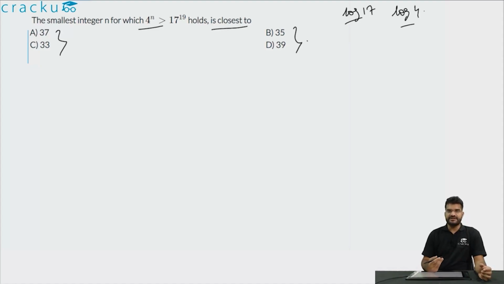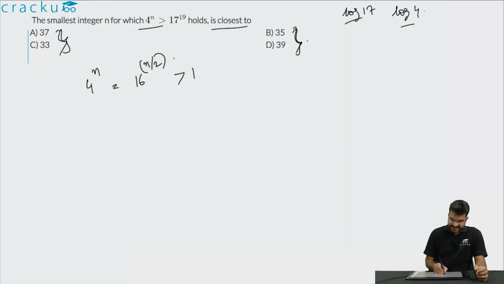But the interesting part about this question is that you don't need to calculate the value of n. You can just look at the options and figure out which of them is closest to n. Now if you look at 4 to the power n, you know that 4 to the power n is equal to 16 to the power n by 2. Now if 16 to the power n by 2 is greater than 17 to the power 19, as is given, because 16 is less than 17, it would definitely imply that n by 2 is greater than 19. Because 16 is the smaller number, only if it is raised to a much higher number will it be greater than 17 to the power 19. This would imply that n is greater than 38.